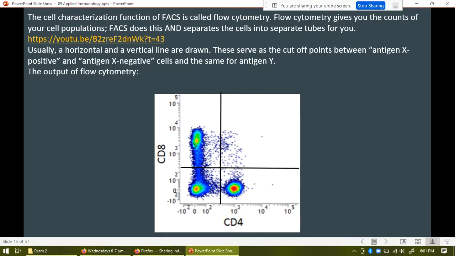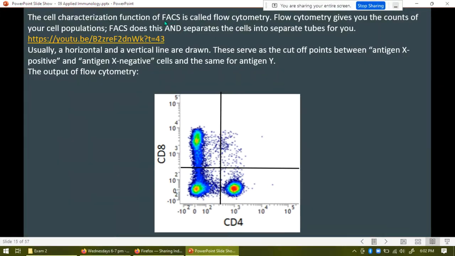So for example, these are your CD8 positive cells. They don't express CD4. And then these here are your CD4 positive cells, and they don't express CD8. So these are your cytotoxic T cells, these are your T helper cells. And then everything else is right here. They don't express either of those proteins. So these are your non-T cells right here. So flow cytometry is what gives you this nice graph that counts your cells.